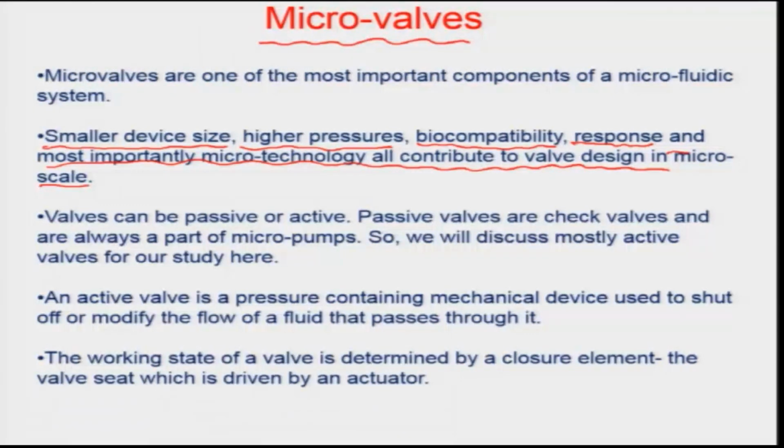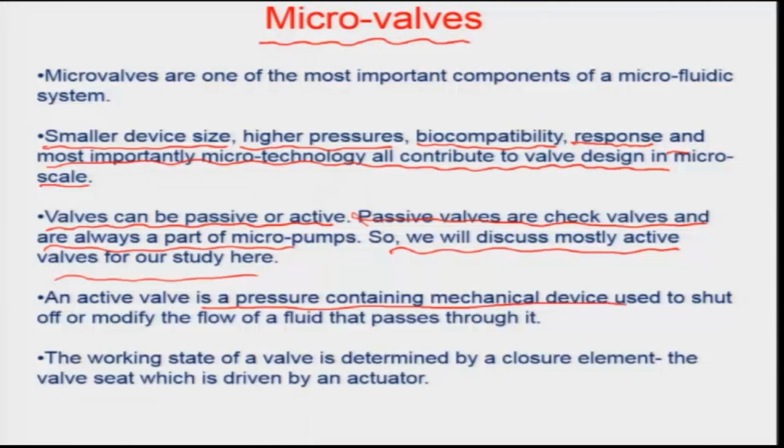Valves can be categorized as active or passive. In fact, all actuators are active or passive actuators. Passive valves can be check valves, and they are always a part of pumping systems. We are going to discuss extensively the active valves, which are energized and do the job of blocking the flow. An active valve really is a pressure-containing mechanical device which is used to shut off or modify the flow of a fluid that passes through it.